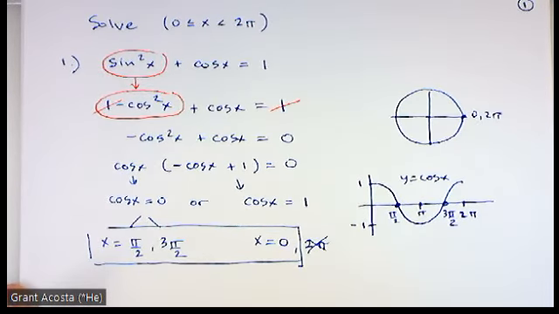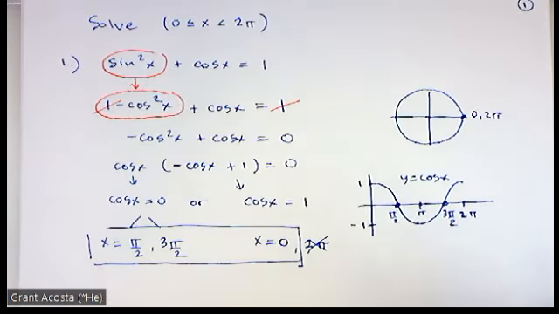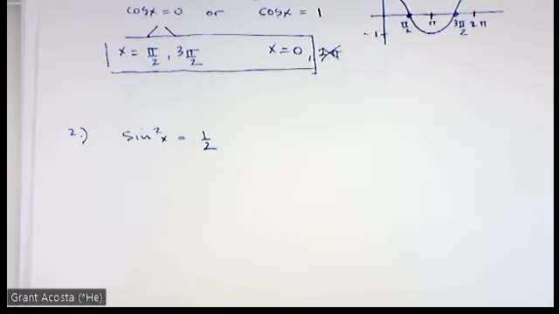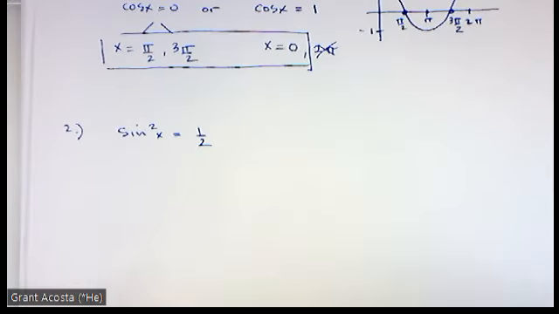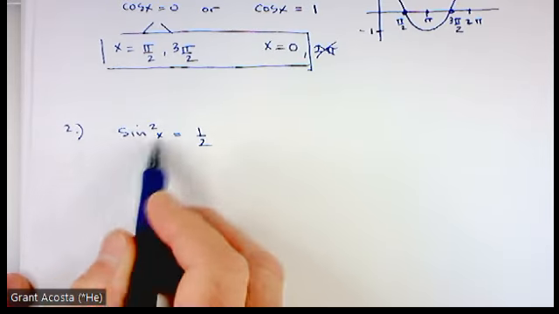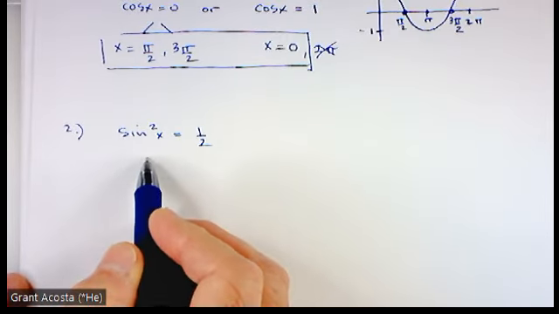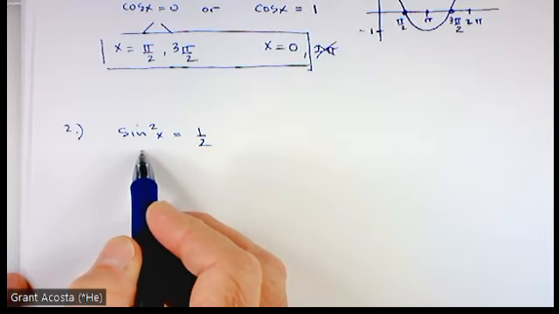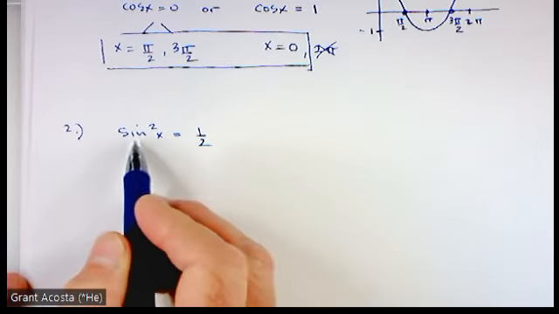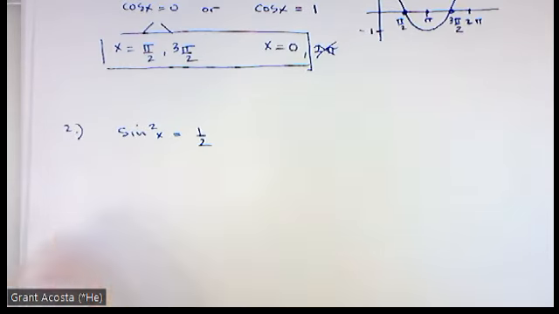Okay, so notice here, this time an identity was useful. It would help me get the equation in terms of just one trig function. Now the next one is sine squared x equals 1/2. Could I use an identity? Could I replace sine squared x with 1 minus cosine squared x? Absolutely. But why? There's no reason to. I'm not accomplishing anything. I could definitely solve it that way, but there's no reason to.